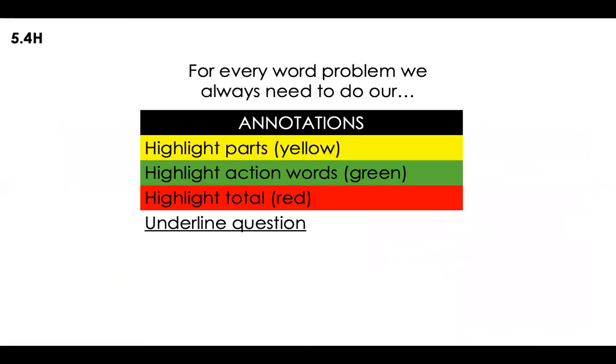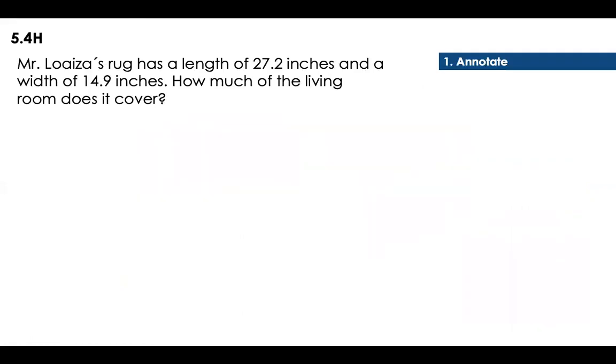Now, let's show time. For every word problem, we always need to do our annotations, highlighting parts, highlighting action words, highlighting totals, underlining the question. Mr. Loaiza's rug has a length of 27 and 2/10 of an inch and a width of 14 and 9/10 of an inch. How much of the living room does it cover?